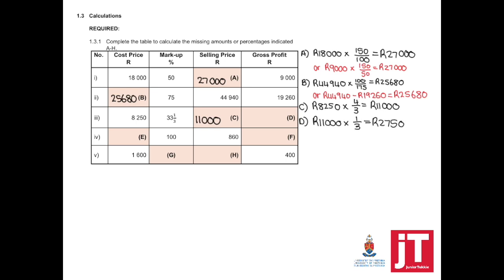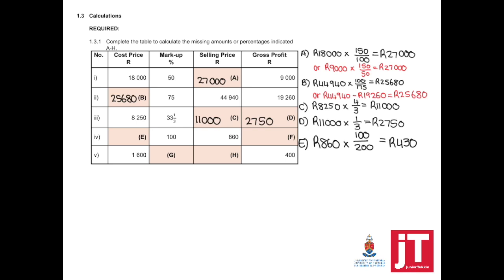For number D, I've got more than one option. I can take 11,000 times 1 divided by 3 equals 2,750. Or you could have said selling price minus cost equals. So there's another way of calculating it. Right, then the next one, number E.